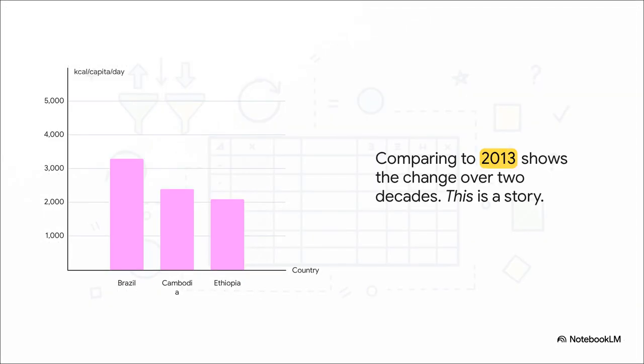And this is where the power of her work really shines. By creating a second chart for her end year 2013, she could immediately see the change over 2 decades. The raw data was just a boring list of numbers. This is a story. She literally turned chaos into clarity, and now she could present her findings with total confidence.